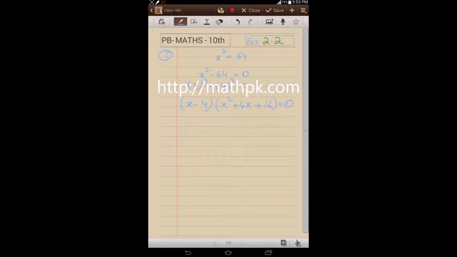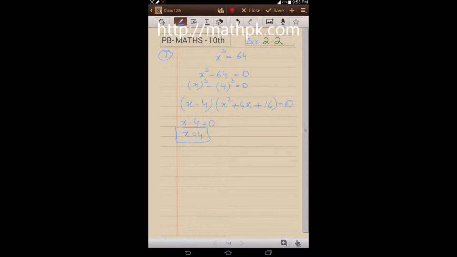So we can write it as x minus 4 is equal to 0. So we'll have x is equal to 4. This is our first answer. For the remaining we need to solve this one. We can solve this one using the quadratic formula.